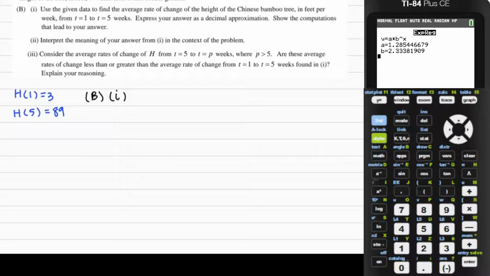So if it's going to be average rate of change of h, it's going to be a fraction, and the numerator is going to be h of 5 minus h of 1, the rise in h, the rise in height of the tree, over the run in time, so divided by 5 minus 1. Okay, and then we're going to need to actually get the values of h of 5 and h of 1. We're going to say that's 89 minus 3 over 5 minus 1.